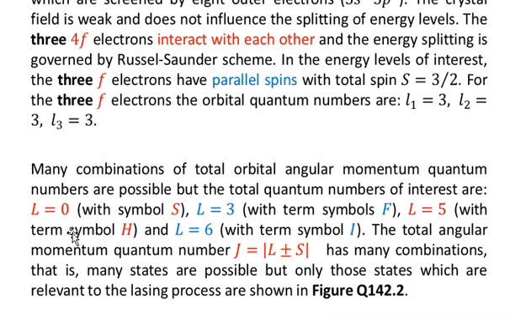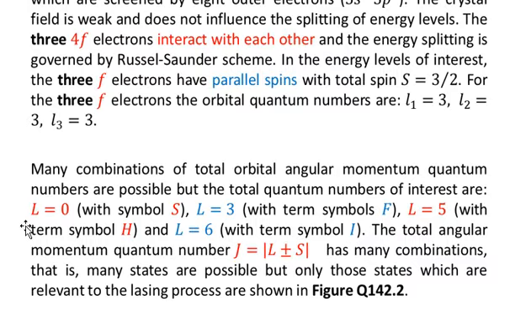And here I had mentioned only some values of capital L which are of interest to the Nd-YAG laser. For example, capital L is equal to 0. The spectroscopic term corresponding to capital L is equal to 0 is capital S, and corresponding to the total orbital angular momentum quantum number capital L is equal to 3, the symbol is capital F, and corresponding to L is equal to 5, the term symbol is capital H, and corresponding to L is equal to 6, the term symbol is capital I.